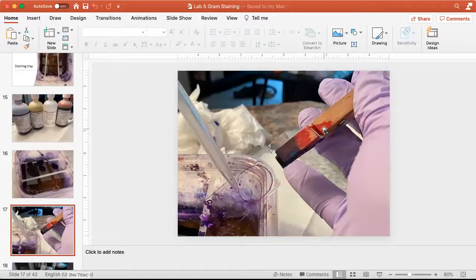Now you'll notice I've picked up the slide again with my clothespin. And now I'm going to rinse the crystal violet off into my staining tray. I'm using distilled water. I'm just going to squirt the water over the slide using a transfer pipette to get that crystal violet off.